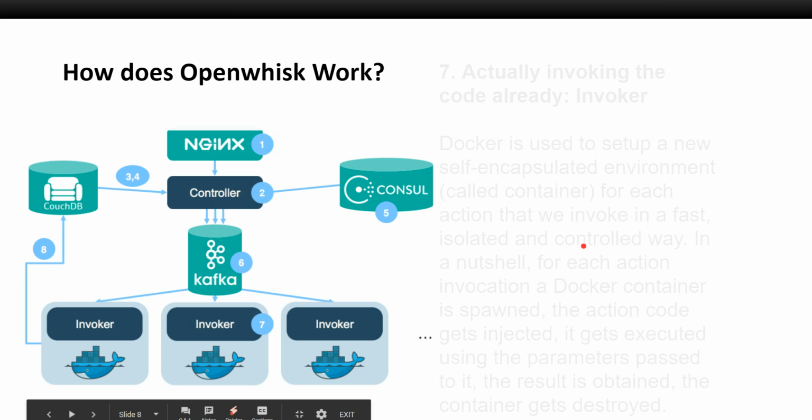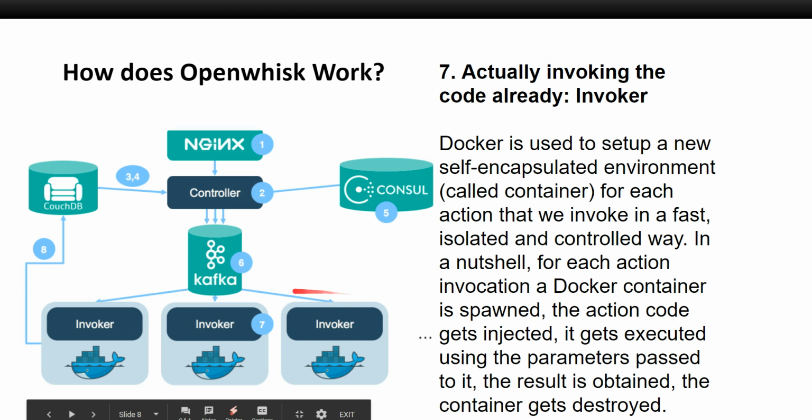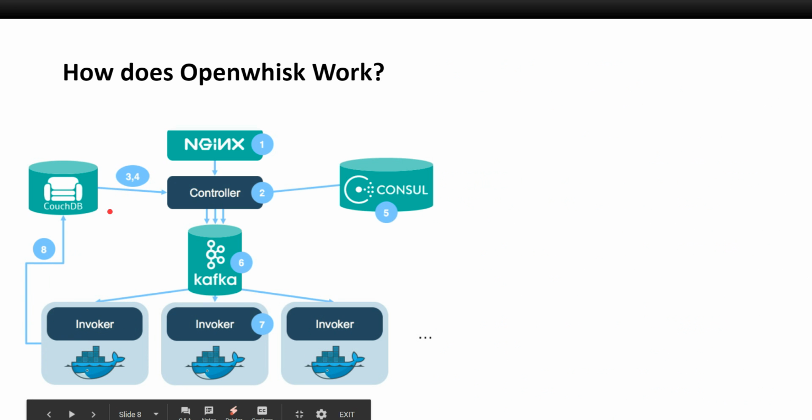Once the action reaches the invoker, a custom Docker container is spun up. Inside the container, the action is executed. Once the container is done executing the action, the output is stored in CouchDB.